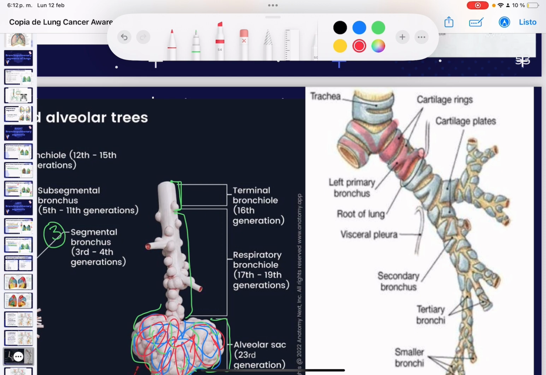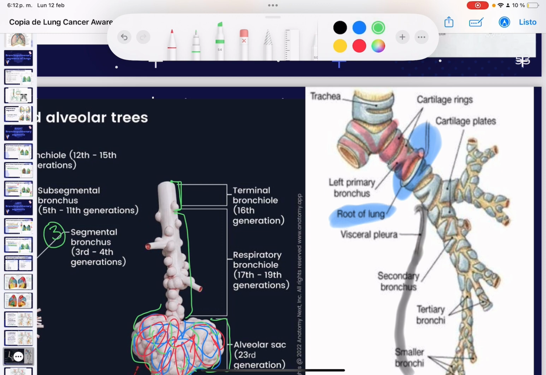root of lung. We have this. So in here will be the hilum. That's why it's called root of lung. Visceral pleura, because it covers the lung.